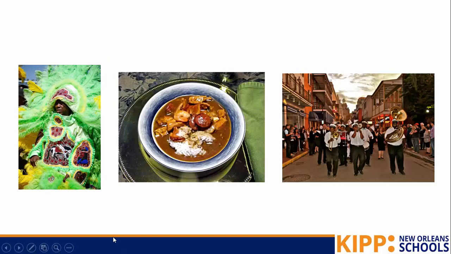And we see that in New Orleans with Mardi Gras Indians. Gumbo is a West African term and is similar to recipes cooked in West Africa. And even jazz and brass bands all have roots back to Africa.